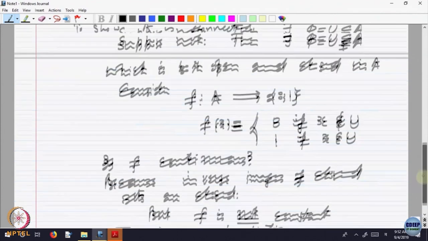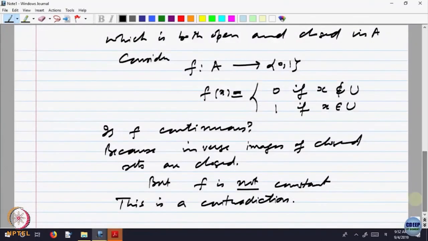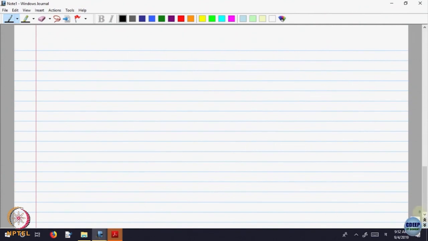Because what was our assumption? Our assumption was that whenever we have a function which is continuous on 0, 1, it should be constant. So we have produced a function which is not constant, but it is continuous. So that is a contradiction. That proves the theorem, which, as we saw, has a lot of implications in giving examples of connected sets in Rn. This is a very typical function. So, let me put a remark or a note.